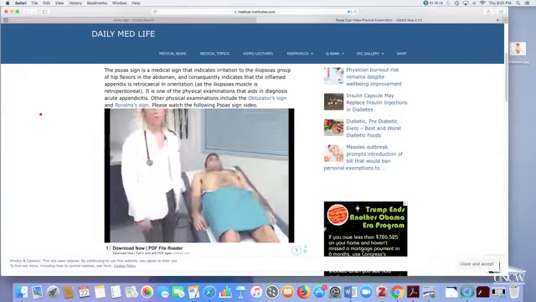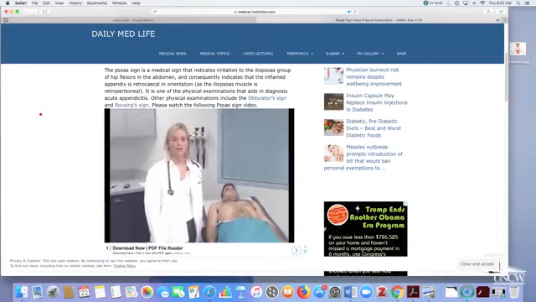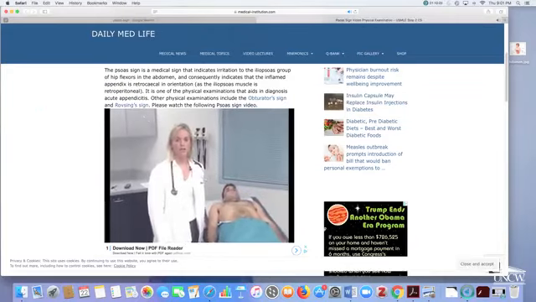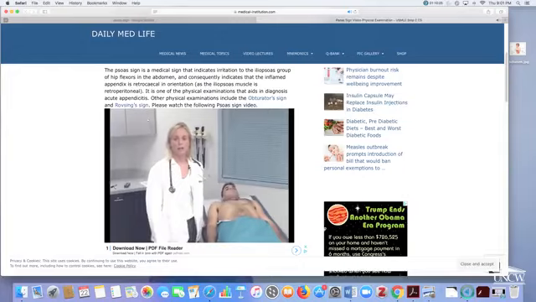The second way to test the psoas sign is to have the patient roll onto his left side, then grasp the right leg and extend it at the hip. This stretches the psoas muscle. Increased right lower quadrant pain with either of these maneuvers is a positive psoas sign.